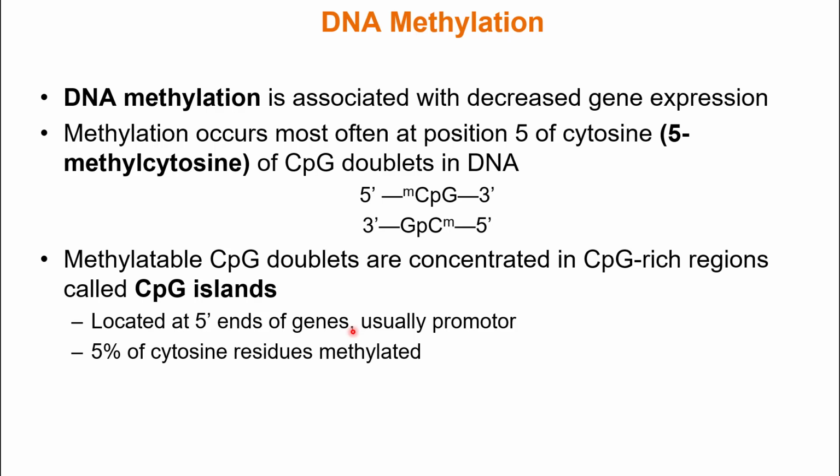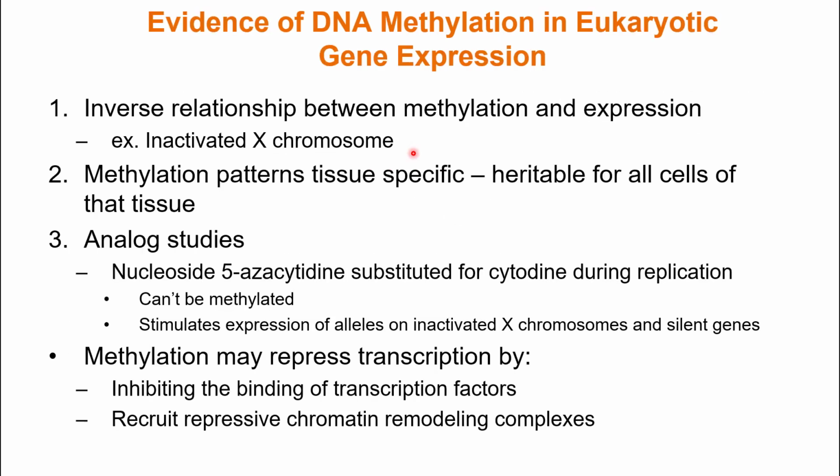And we know that methylation decreases gene expression. By having these methyl groups on there, it changes both the affinity that, say, histones may have to that DNA, as well as the ability of transcription factors and polymerases to bind on. This has been really well studied. There's lots of evidence of this. For instance, there's an inverse relationship between methylation and expression. We see that in humans with our X chromosomes. The X chromosome that's inactivated is very, very highly methylated.